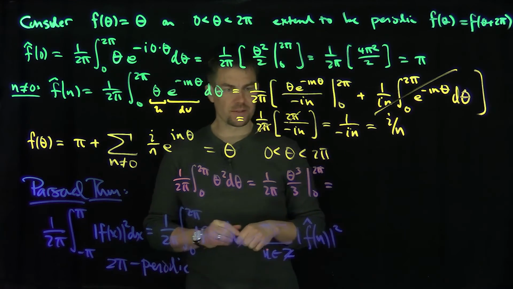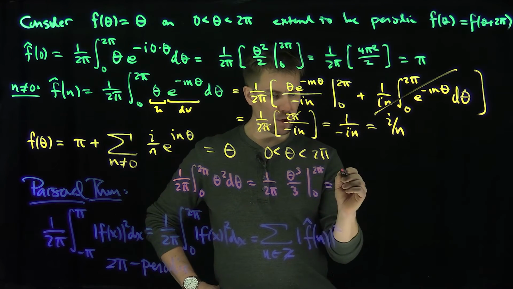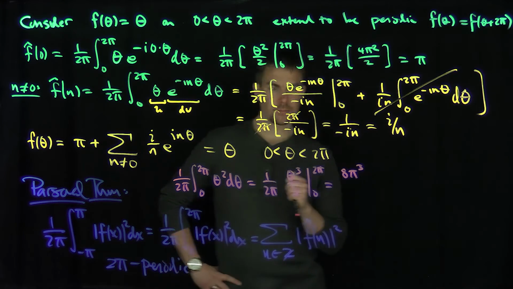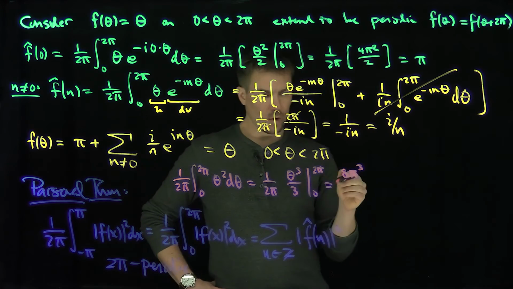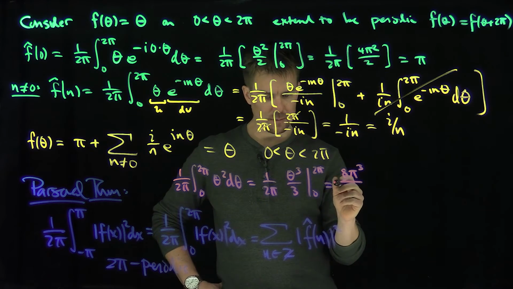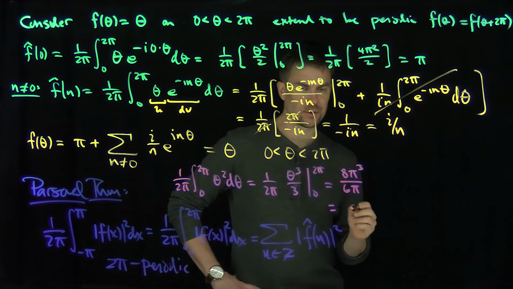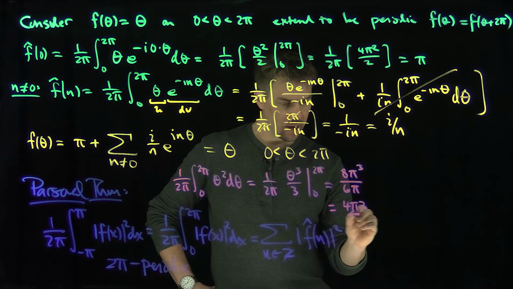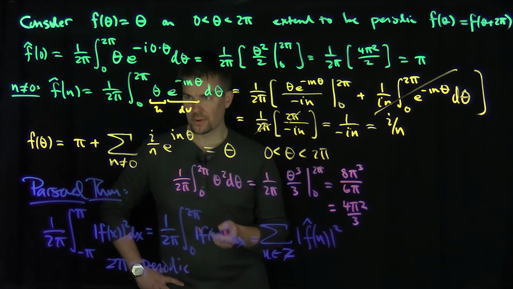And so that's going to be a what? That's going to be an 8. So we have 8π³ over here, right? And then over a total of 6π. Okay. So we can simplify this a little bit. I can cancel a 2 and cancel out a π. So that's going to be 4π² over 3. So 4π²/3 is the L2 norm squared of this function.